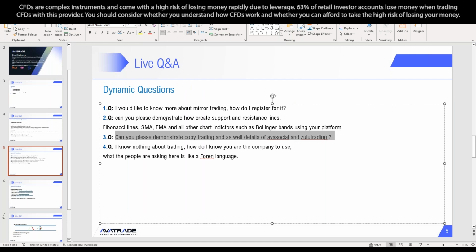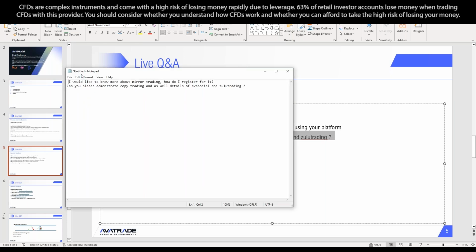And why did I take both of your questions, guys? Because those questions are almost asking the same question. This question is asking what is mirror trading and how to register to it. And the other one, can you please demonstrate copy trading and as well detail of a social and Zulu trading. Okay, account A, let's say account A and account B. Okay, let's put it this way.